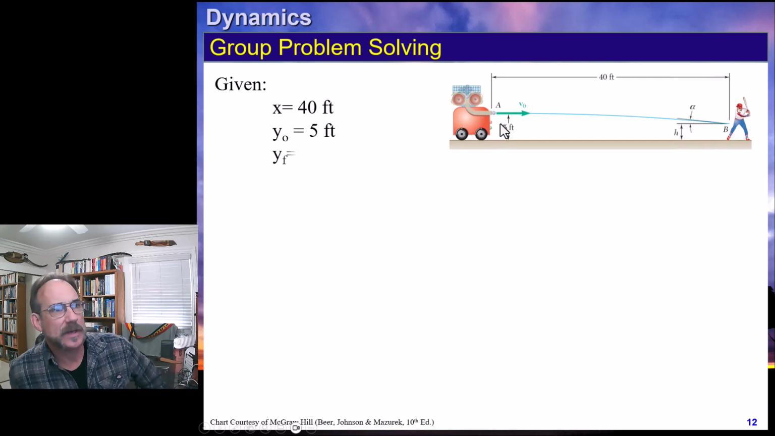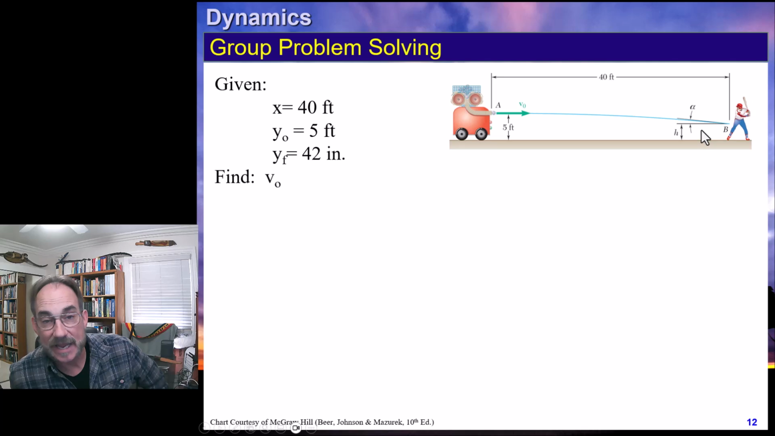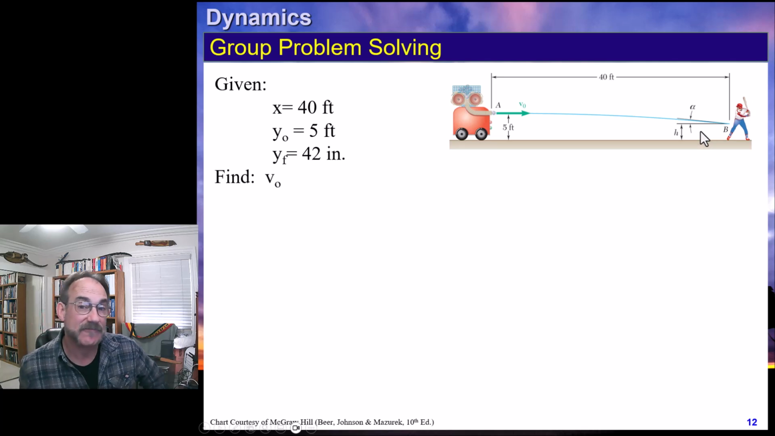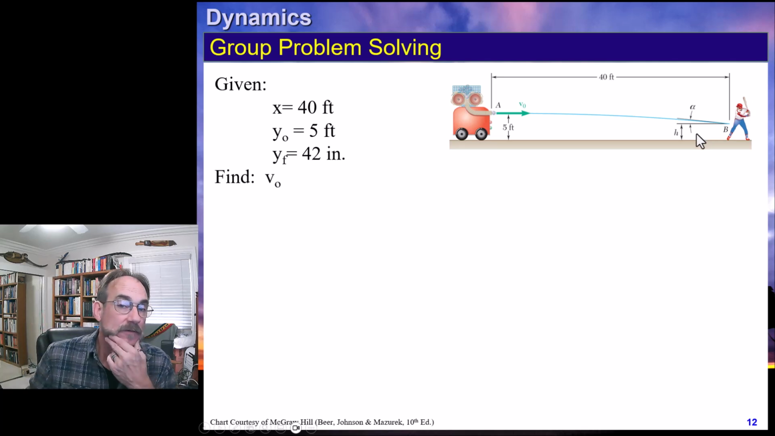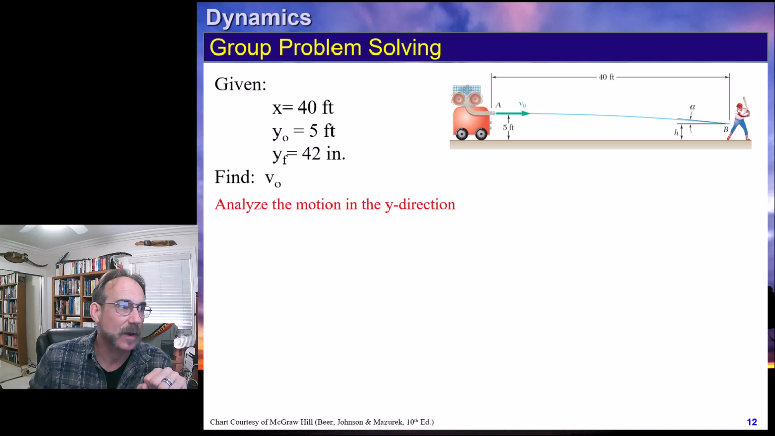So here's that little problem. A little sketch helps. We can see that the final position is at x equals 40. The initial height is y equals 5. The final position is y equals 42 inches, which we can't use. We have to first convert that to feet. Instead of 42 inches, we need to divide that by 12 inches per foot to get the feet position and use that in our equations.